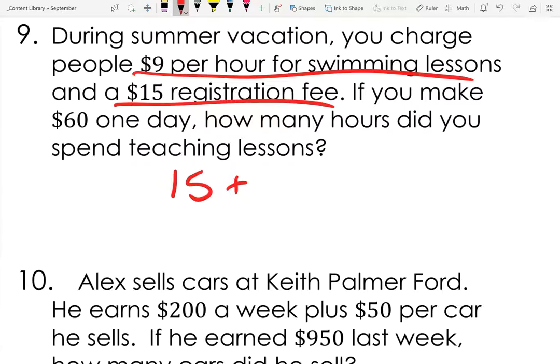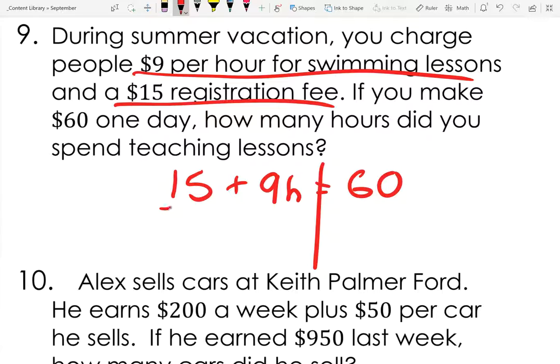Now, in addition to that $15 registration fee, you're being charged $9 every hour. So $15 right up front, but adding $9 every hour of work. So 9h, 9 times h for 9 times every hour. And then this came out to a total of $60. So there's your equation, and you solve the equation, and it's doing the exact same thing that I just mentioned at the beginning of this problem.